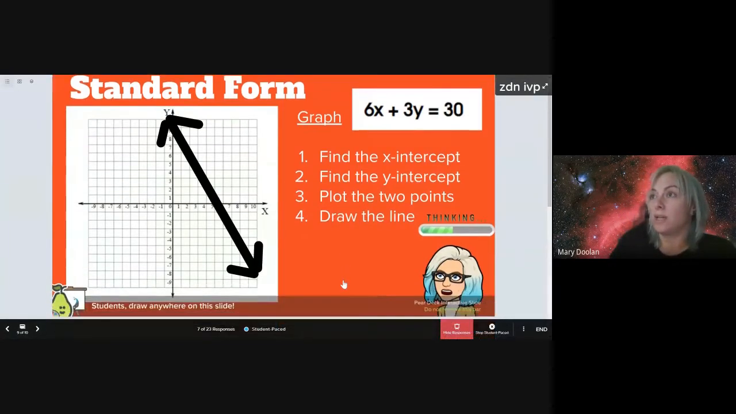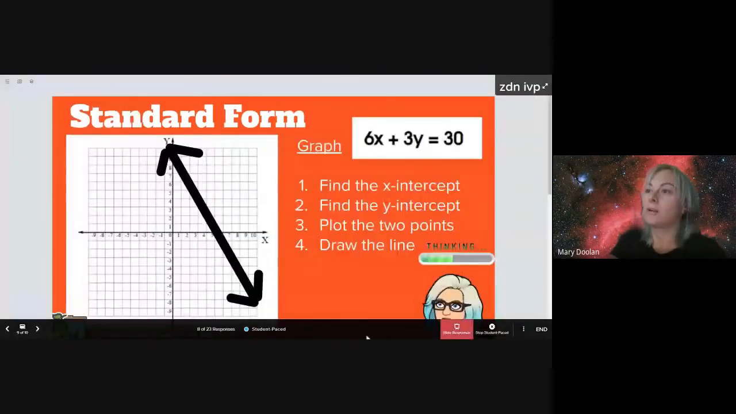So right here, this person did a great job. They found the x-intercept by setting y to 0. That term disappears because 3 times 0 is 0. So 6x equals 30 means x equals 5. And then the y-intercept. Well, you set x equal to 0. 6 times 0 is 0. It goes away, so just 3y equals 30 and y is 10. Then they connected the 2 points after plotting them and drew the line with the arrows. I love those arrows. Great job.